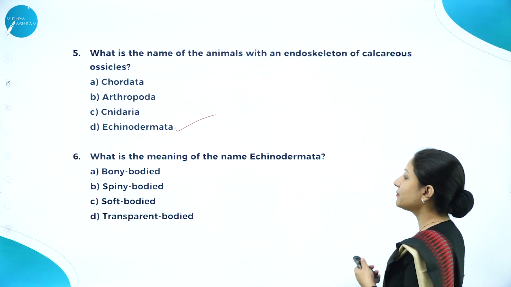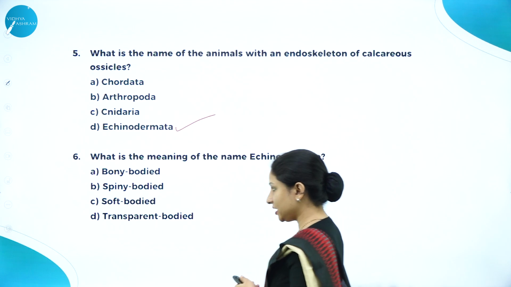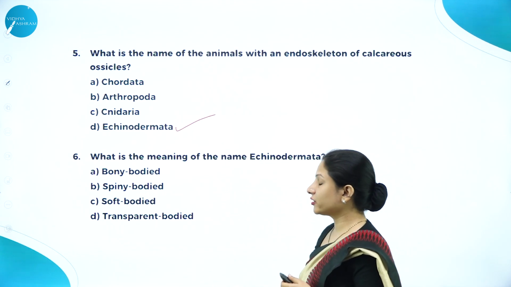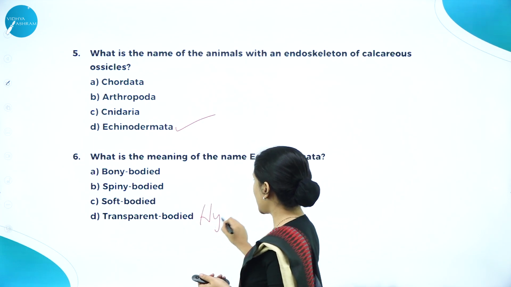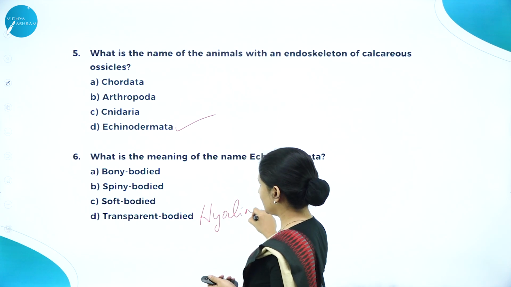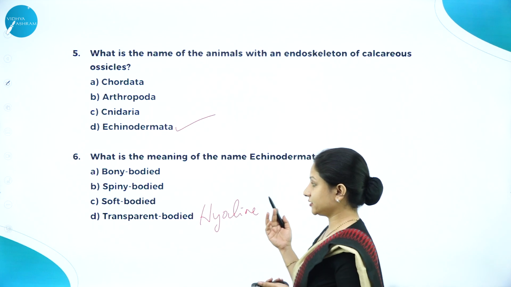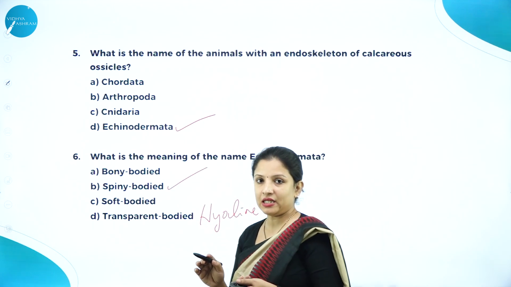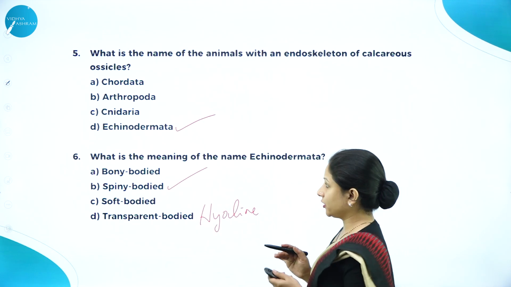Next question. What is the meaning of the name Echinodermata? Bony bodied, spiny bodied, soft bodied, transparent bodied. Transparent bodied, usually the word hyaline is used for transparency. Bony bodied, no, they don't have bones or a skeleton. Echinodermata means echino means spiny, derma means covering or skin. Therefore it is spiny bodied.